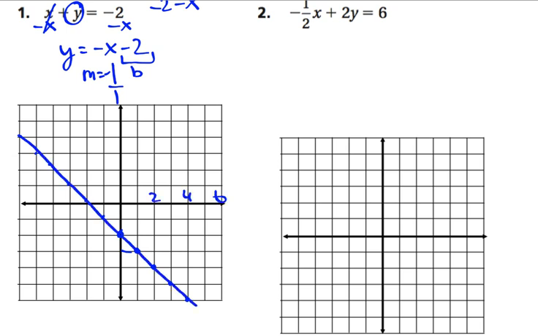I guess I forgot to throw numbers on the axes. Let me do that real quick. And there, the graph is done.